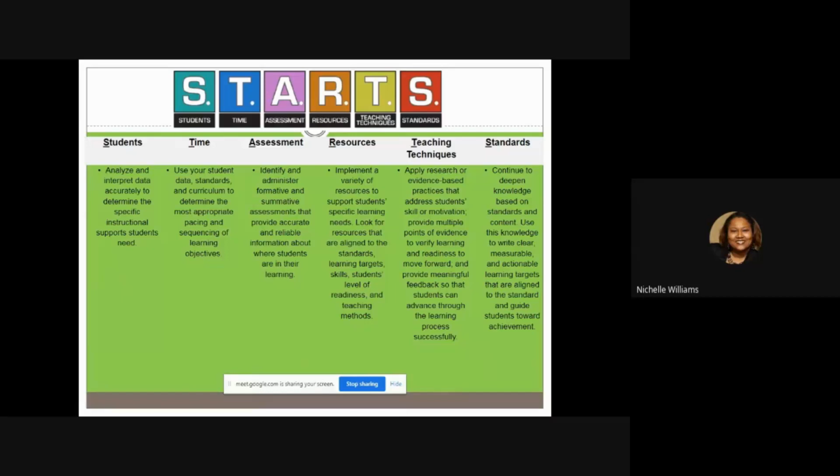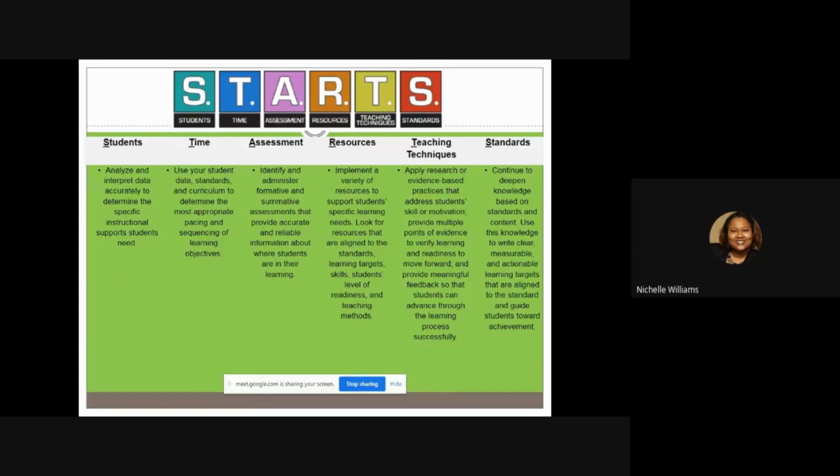Next, you want to look at the amount of time. How much time does your pacing guide allow? Is this time appropriate for what you need to teach? So you have to focus on that time, the sequencing, and the pacing in order to accomplish your goals for learning. Then you want to look at how will you assess students.